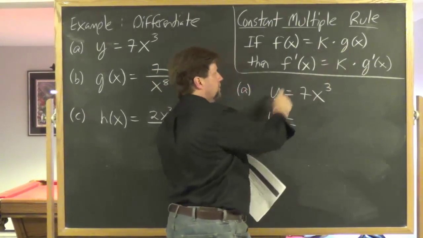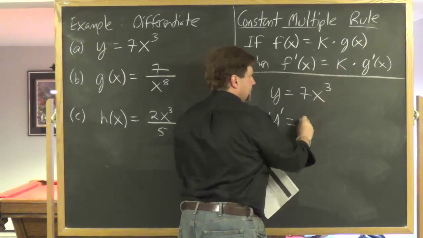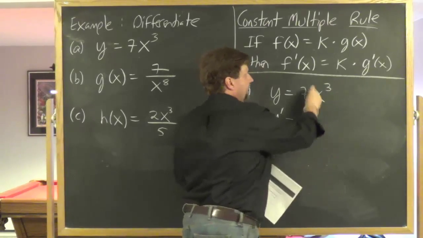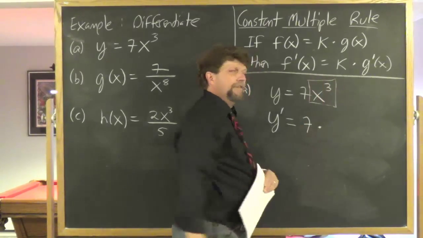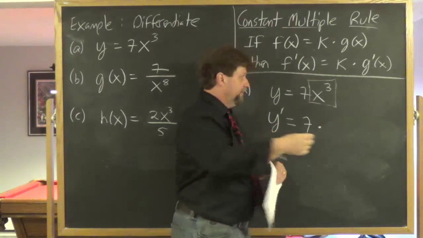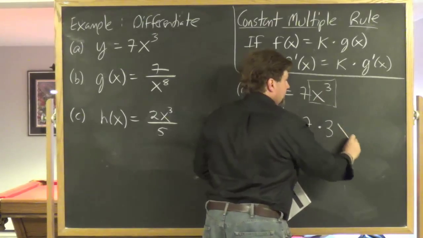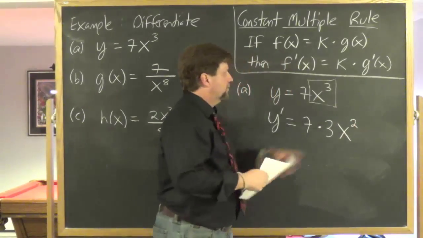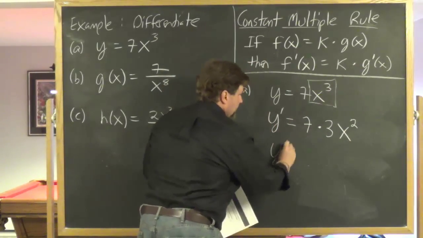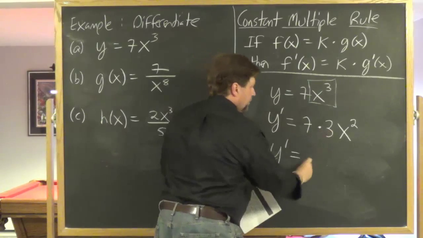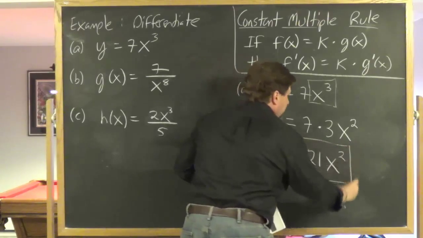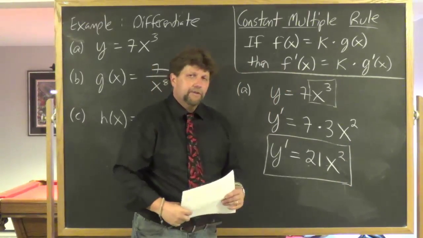According to the constant multiple rule, the derivative is the constant, 7, times the derivative of that function. Well, we know how to get the derivative of x cubed. That's the power rule. So the derivative of x cubed is 3x squared. 3 comes out front, subtract 1 from the exponent. Cleaning it up, we know 7 times 3 is 21. So the derivative is y prime equals 21x squared.